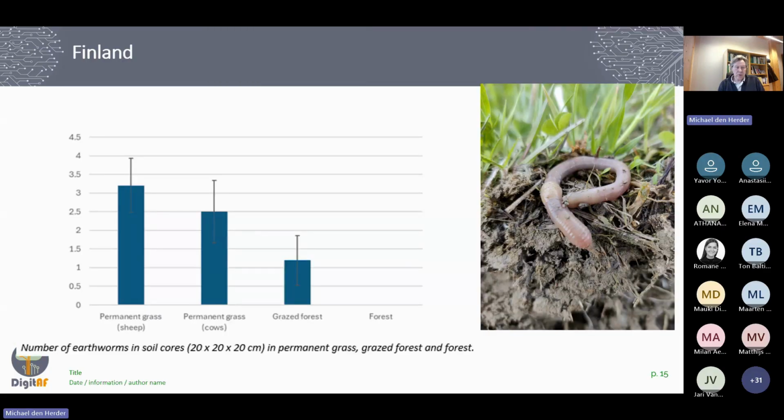The earthworms, there were still some earthworms in the grazed forest and in the wood pasture, but actually in the permanent grass, the earthworm abundance was much higher.